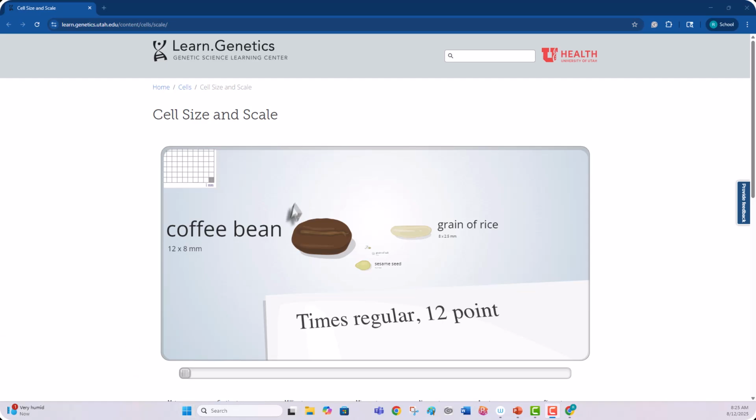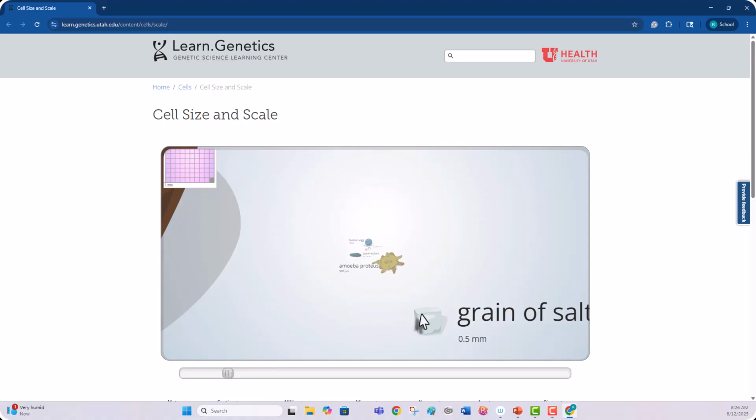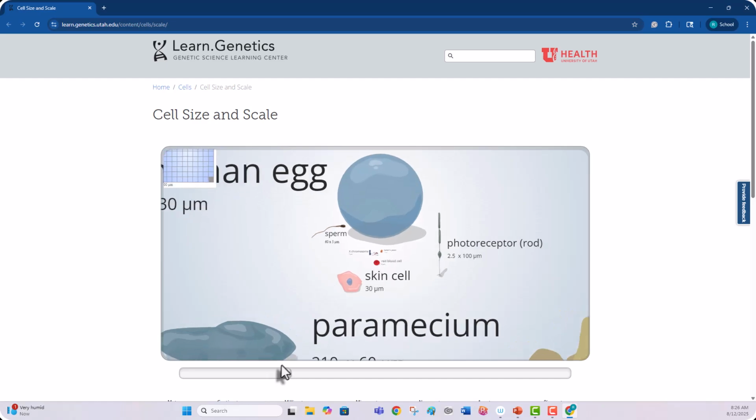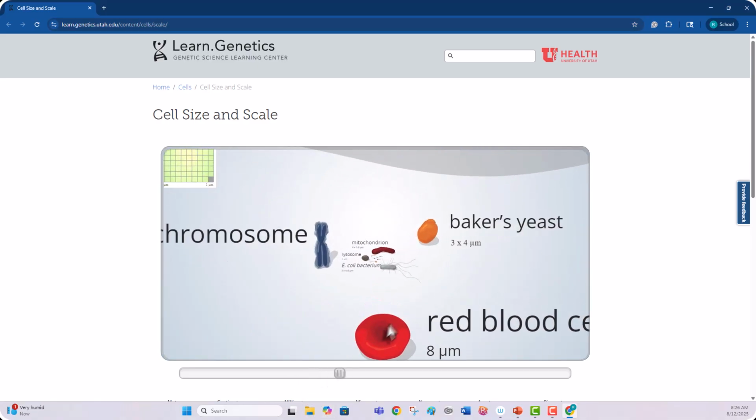So if we look at this size and scale tool, there's a coffee bean, that's small. There's a grain of rice, that's small. A sesame seed, that's small. But really on the scale of cell type things, they're pretty large. So if we zoom in, here's a grain of salt. Here's an amoeba, which is a pretty large single-celled organism. If we go farther, here's the paramecium. Here's the human egg. Again, all pretty large cells. Human skin cell, photoreceptor, like if you've heard of rods and cones in your eyes, this is a rod. If we keep zooming in here, here's a red blood cell. Here is baker's yeast, so the yeast that makes your bread rise.